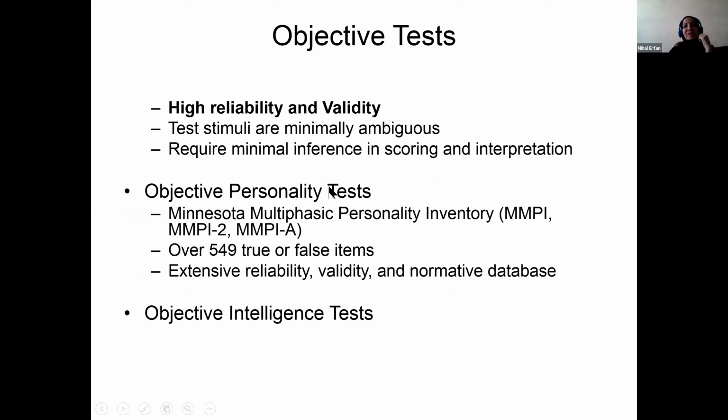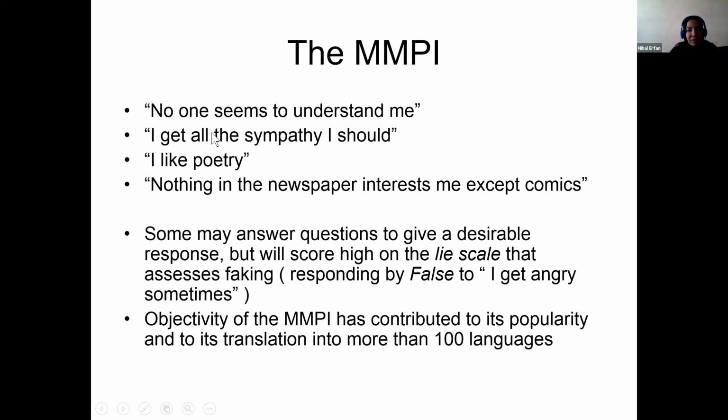So the objective personality test that is most known is the MMPI, which is the Minnesota Multiphasic Personality Inventory. There are over 549 items, true or false, okay, with extensive reliability and validity, as well as a lot of normative database. And then we talked already about the objective intelligence tests that we've covered. So these are example questions from the MMPI, okay? So we said there's 549 questions, true or false. And these are then scored, very valid and very reliable.